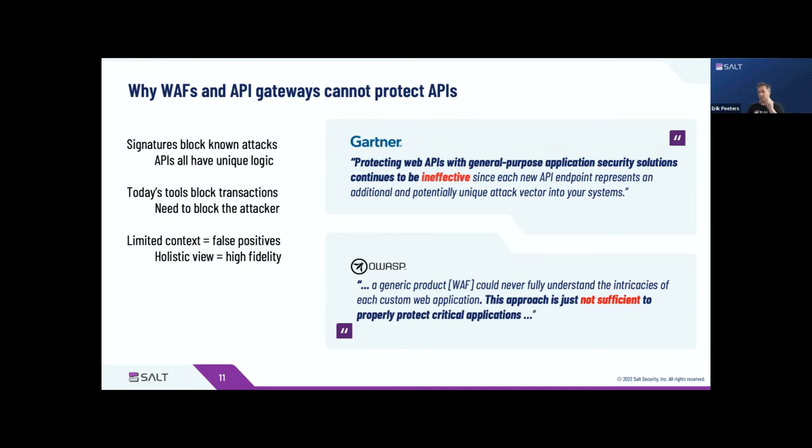Today's tools block transactions. And if a user can just try new transactions, sooner or later, he will get through. So you need to be able to block the attacker instead of the faulty packet itself. They also have limited context, which leads to a high rate of false positives. So Gartner said it, and OWASP also said it. The approach of WAFs is not sufficient to properly protect critical applications. And Gartner says it's ineffective to do it.